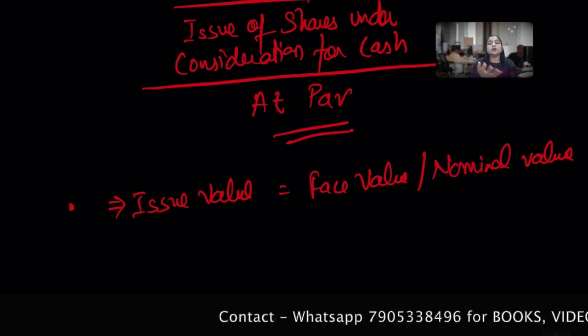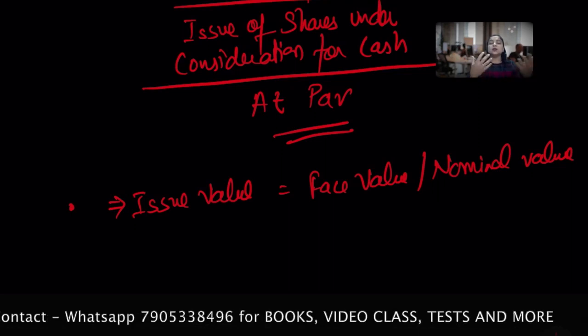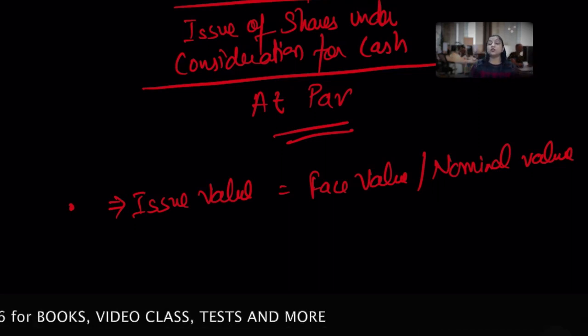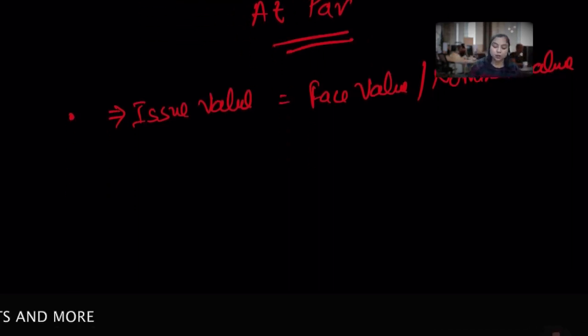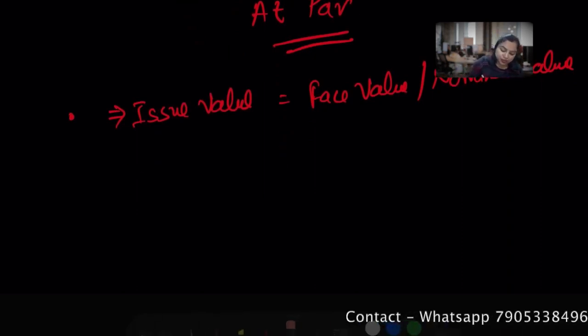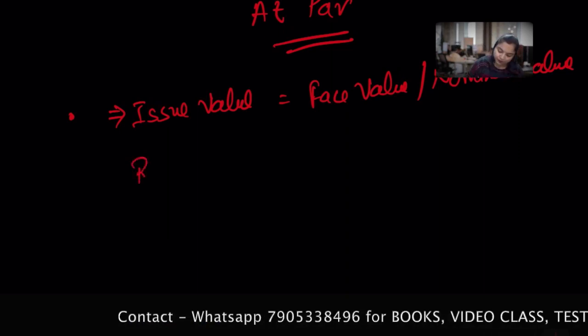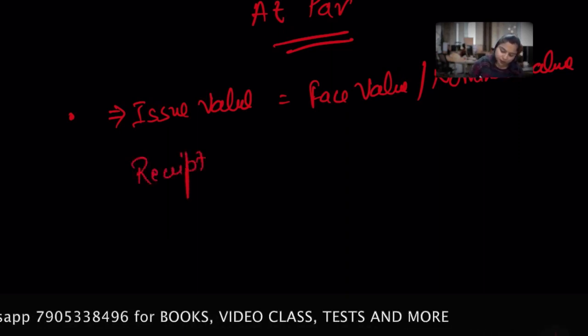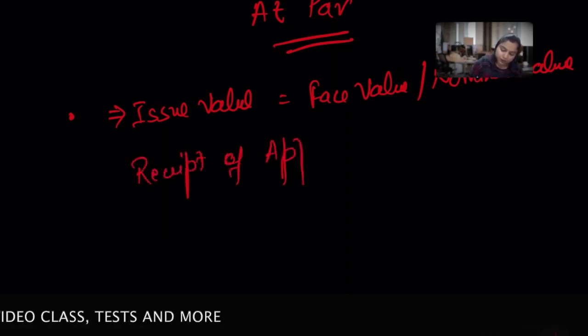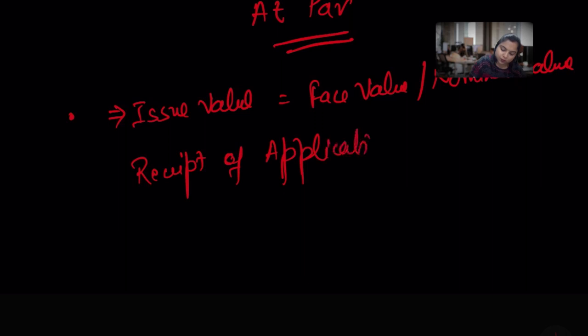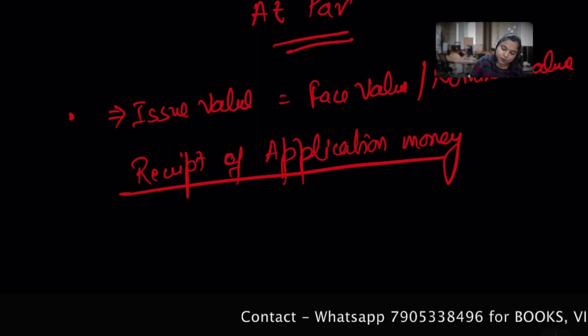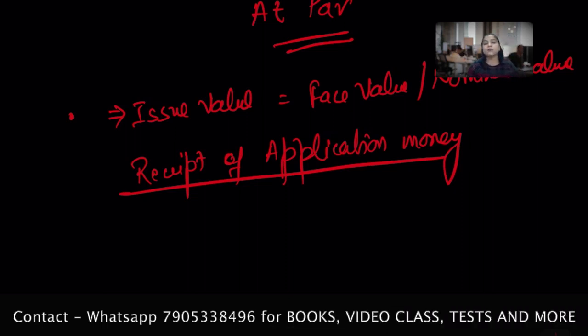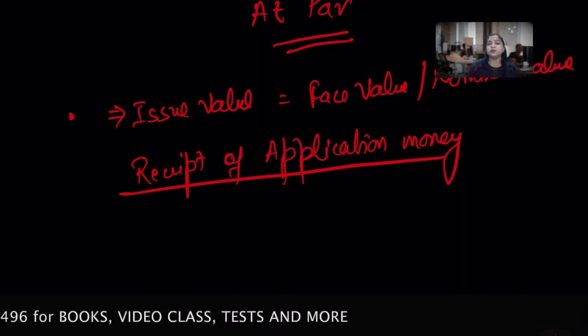So what are they getting? They are getting the money. They are initially receiving the money on the issue of the shares. For that, we pass the general entry on receipt of application money. Some people might wonder how we can first receive the application money.